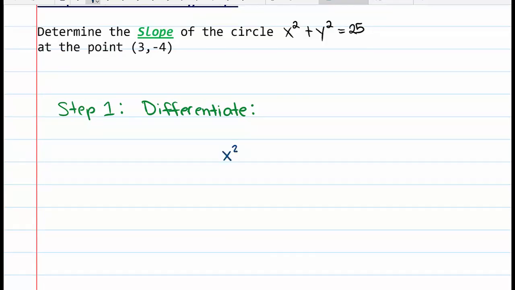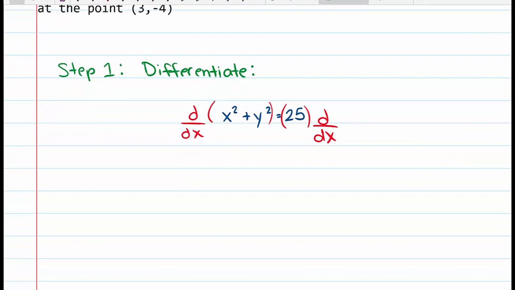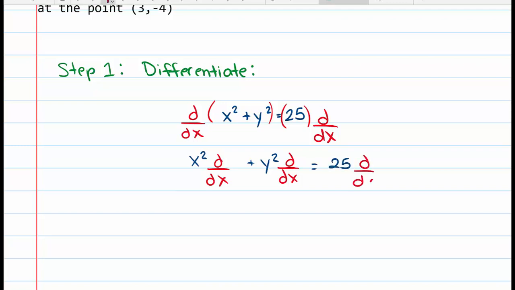So we have x squared plus y squared equals 25. And we're going to take the derivative with respect to x, so d dx to both sides. And again, the derivative distributes because the derivative of a sum like I have written is the same as the sum of the derivatives. So you get x squared d dx plus y squared d dx equals 25 d dx.